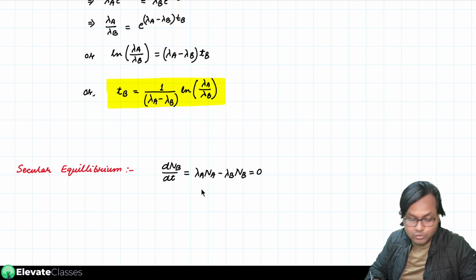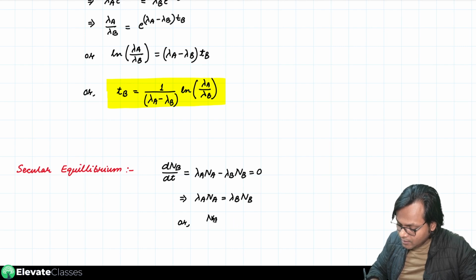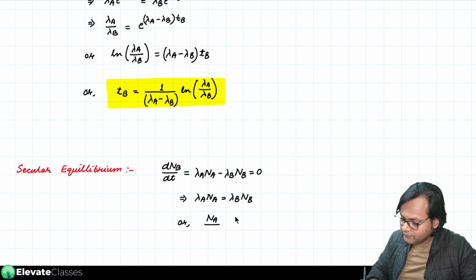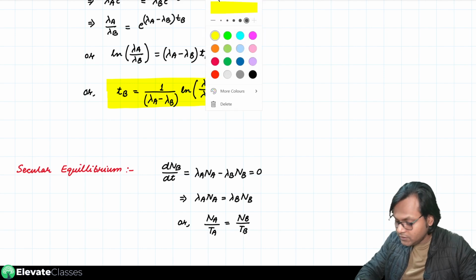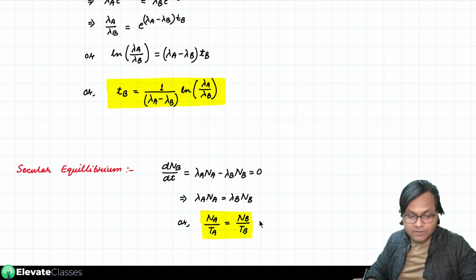Which gives us a very simple expression: lambda A N_A is equal to lambda B N_B. We know that the radioactive decay constant is inversely proportional to its half-life. So if you want to make a comparison with the half-life, you can also write N_A upon T_A, which is the half-life of A, and N_B upon T_B, which is the half-life of B. So N_A upon T_A is equal to N_B upon T_B.